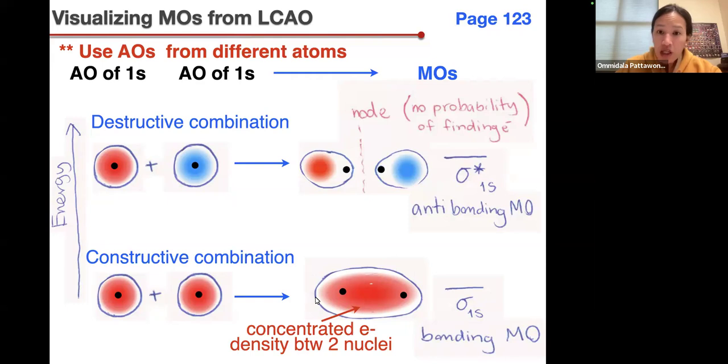On the exam, I would expect you to be able to draw me the picture of the destructive combination of 1s and 1s. This is going to be the picture that you're going to show me.